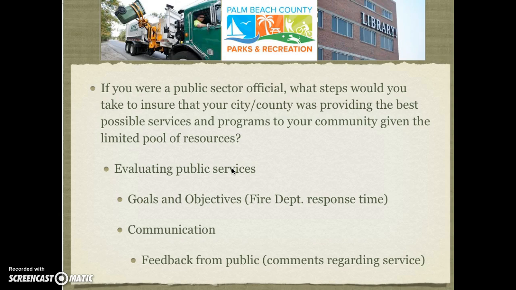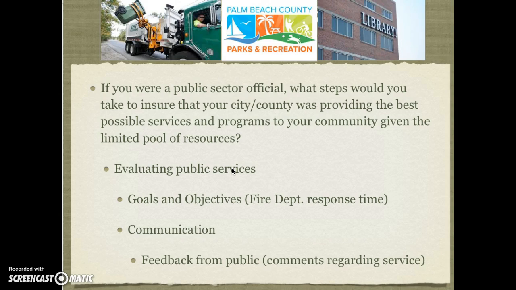So that would be a way to evaluate. You're looking at the goals and objectives of the different departments that you have in the city, and then you're evaluating how they are performing based on those goals and objectives. So that's one way to do it. Obviously, communication, talking to the public, feedback from the public, comments regarding services.